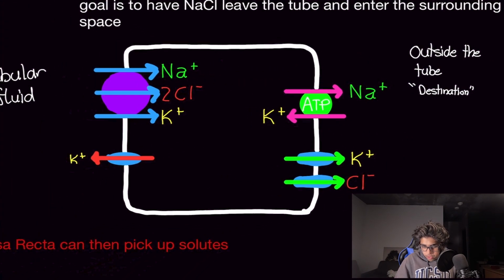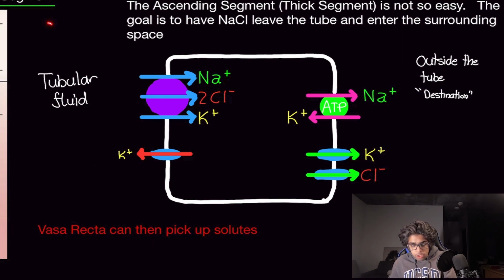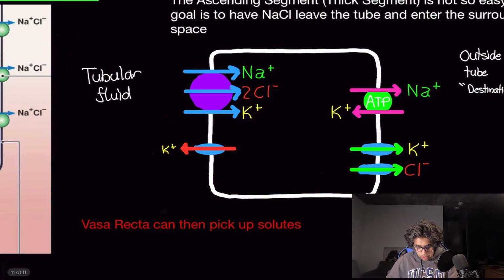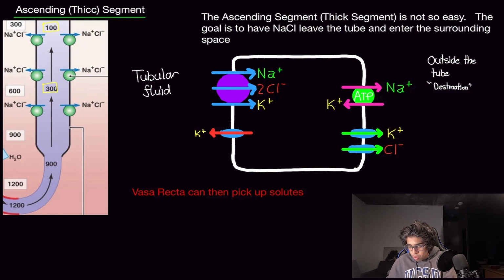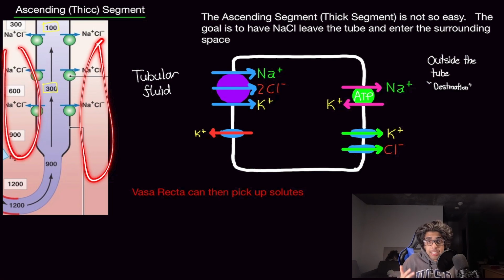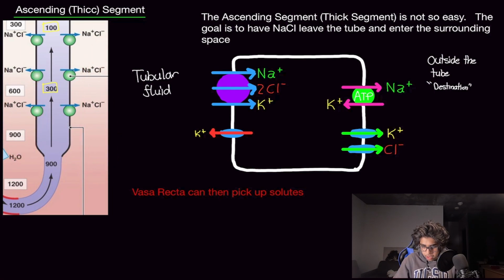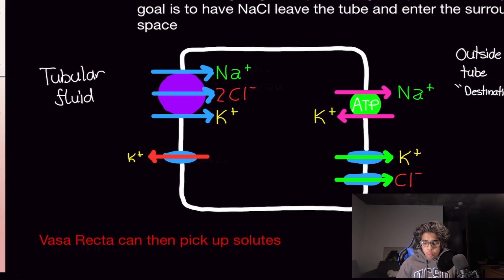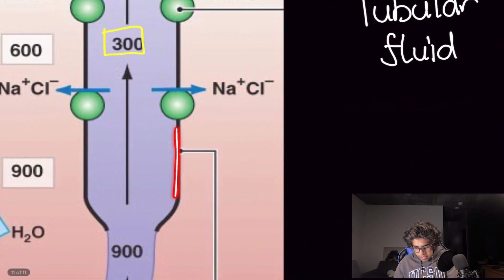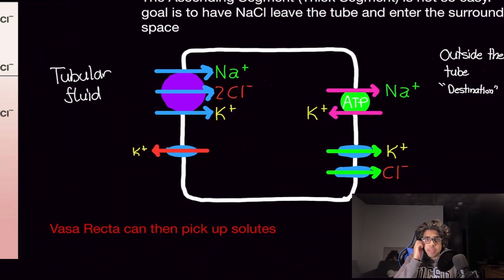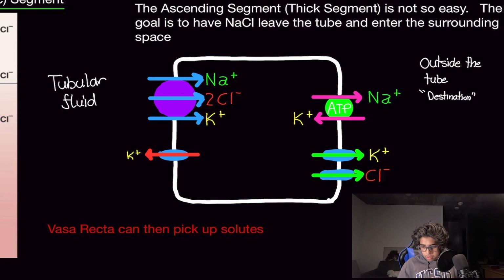Let's break it down. So this side is the tubular fluid. So this is the tube. So this is the stuff inside, this tubular fluid. The outside, or the destination, is the surrounding area, okay? And that's our destination. That's what we're trying to get at. So here's what we're going to do. Basically, we have cells. You have epithelial cells here, right? That line the tube, that make up the tube. They have channels in them. And so we're going to basically move some ions around.